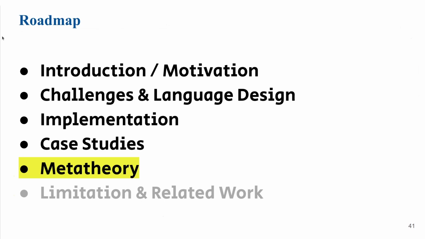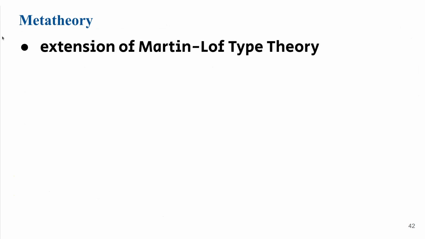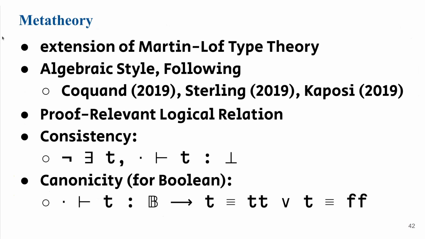Next, we talk about the metatheory. To formalize our metatheory, we formulate a core dependent type theory. It extends the Martin-Löf type theory with constructs that can encode family polymorphism. We construct a proof-relevant logical relation and use it to prove logical consistency and canonicity.